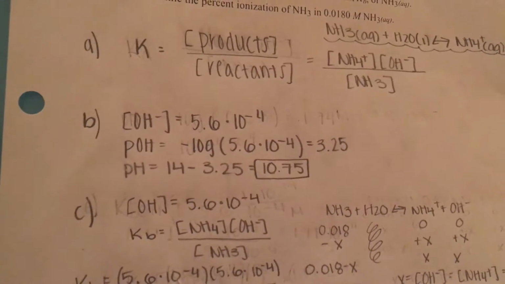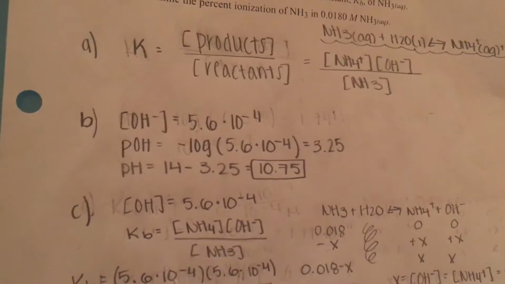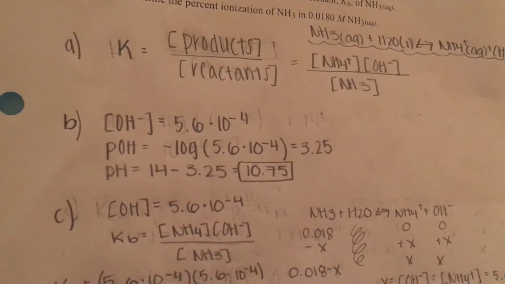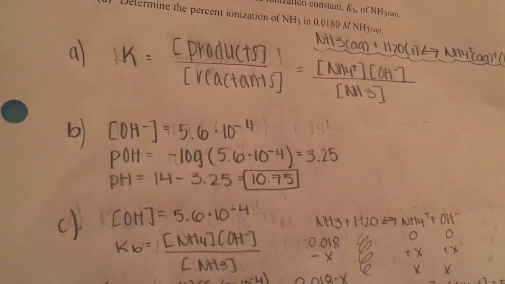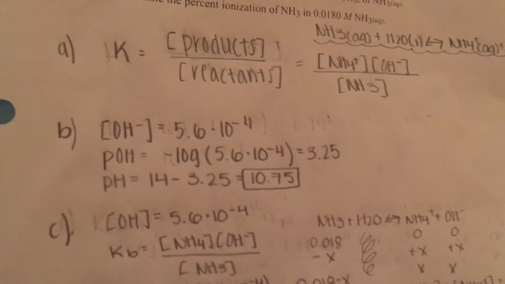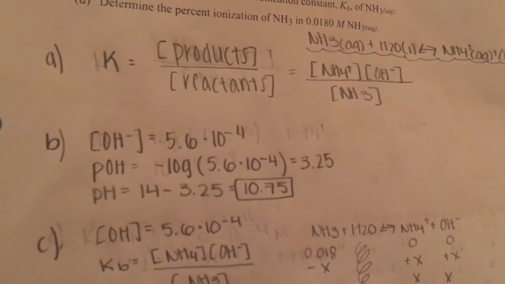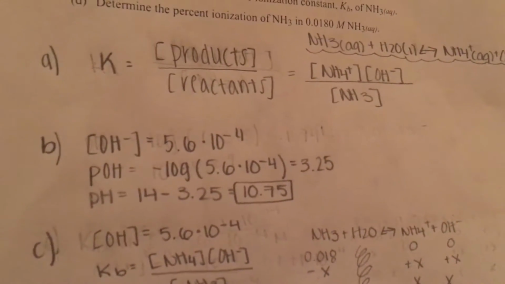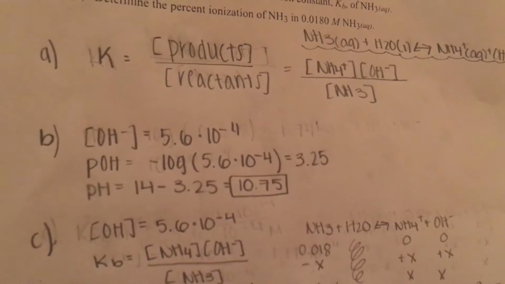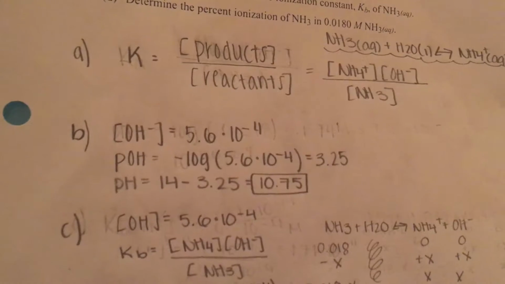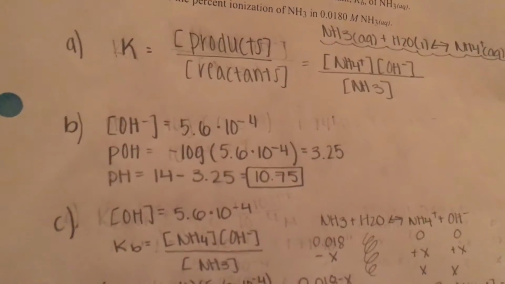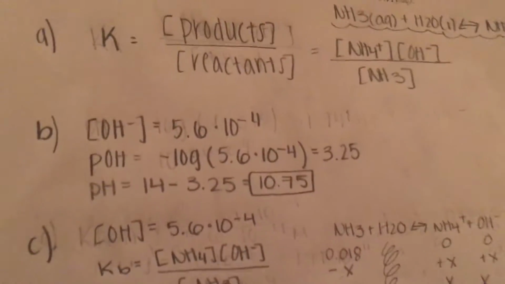We are given that the concentration of hydroxide ions is 5.6 times 10 to the negative fourth. From the concentration of the hydroxide, we can calculate the pOH by taking the negative log of 5.6 times 10 to the negative fourth, which gives us 3.25. We can find the pH by subtracting the pOH from 14, which gives us 10.75.